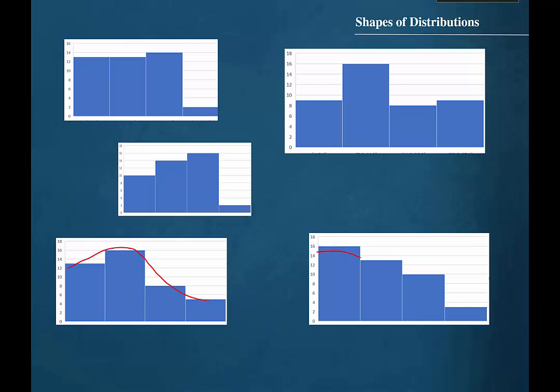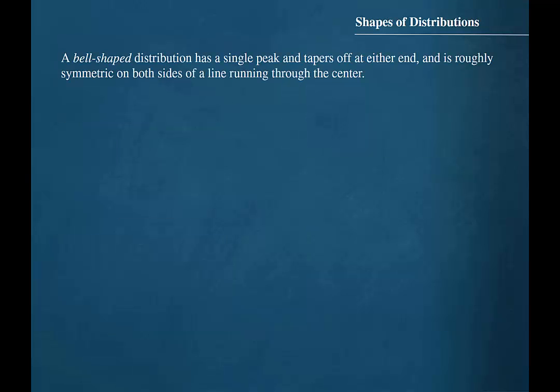Distributions are most often not perfectly shaped, so it is not necessary to have an exact shape, but rather to identify an overall pattern. A bell-shaped distribution has a single peak and tapers off at either end, and is roughly symmetric on both sides of a line running through the center.